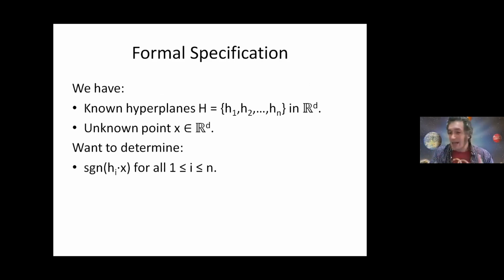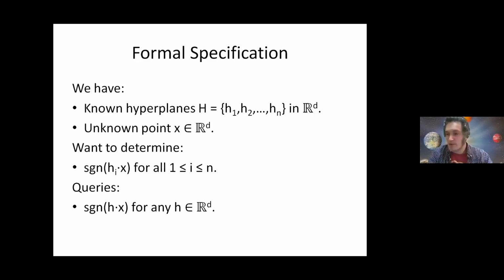And what I'd like to determine is what cell x is in. What that means is that for every hyperplane in this list, I need to know which side of the hyperplane x is on. So I need to determine the values of the signs of h_i dot x for all i going from 1 to n. So that's what I want to determine.